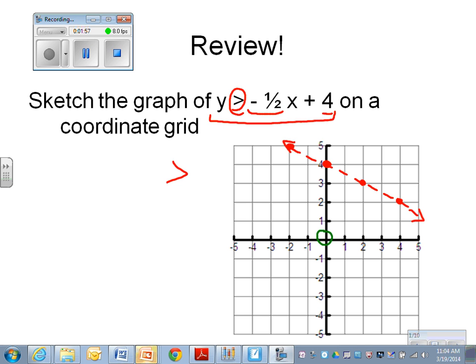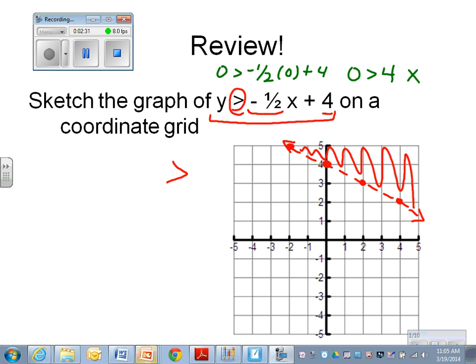What I would do then is plug in 0 for y and 0 for x and see if I come out with a true statement or not. Negative 1/2 times 0 is 0, plus 4 is 4. So that would say 0 is greater than 4, which is not true. So 0, 0 is not one of my solutions, which means I want to shade the other side of the line, or as we said before, above the line, which would be this portion of the graph. Hopefully that rings a bell for you and you're remembering how to do that too.